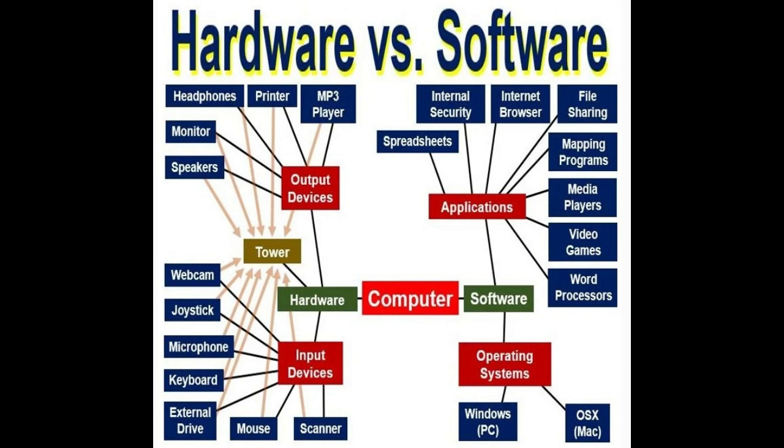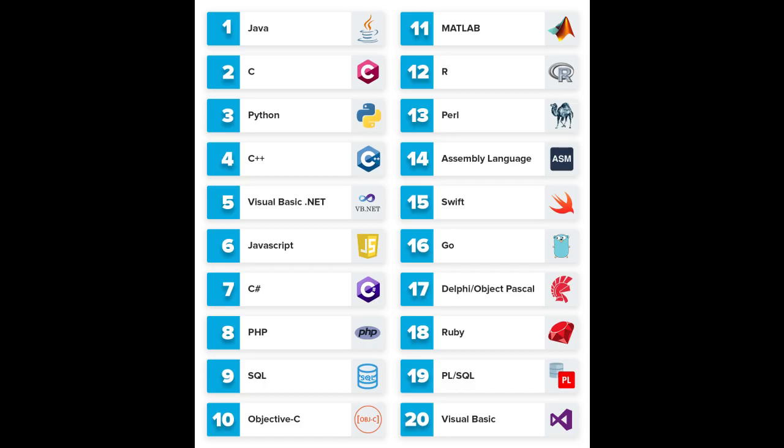Let's proceed with program. A program is a set of instructions written in a programming language and interpreted by the central processing unit that tells the computer what to do. Programming languages, we have types of programming languages, of which I'll mention some. We have C#, we have C++, we have other types of programming languages that I will not mention.